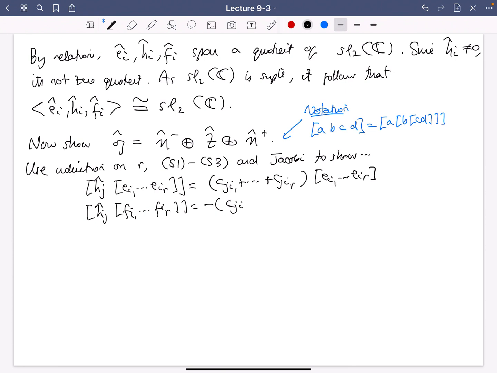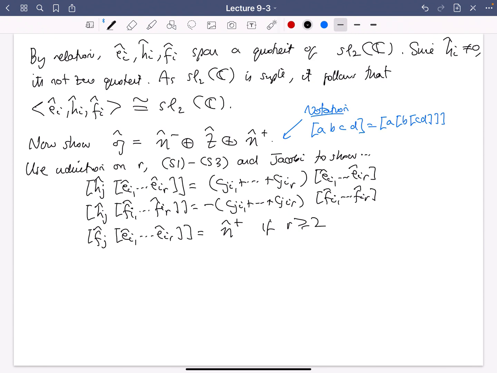Except for the minus sign. And then also you want to be able to bracket an F with one of these E monomials. We should all have hats on, there we go. And you don't need very much about that. You just need to know that it's in n hat plus if r is greater or equal to 2. And similarly, if you take an E and bracket it with one of the F monomials, that's in n hat minus if r is greater or equal to 2. Okay, so there's a little bit of work to inductively check those things. They're not in any way difficult, just an induction drill.